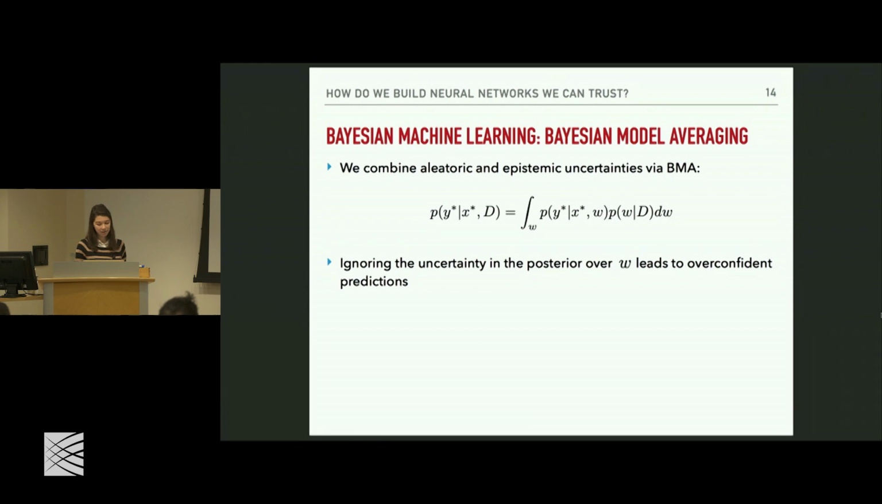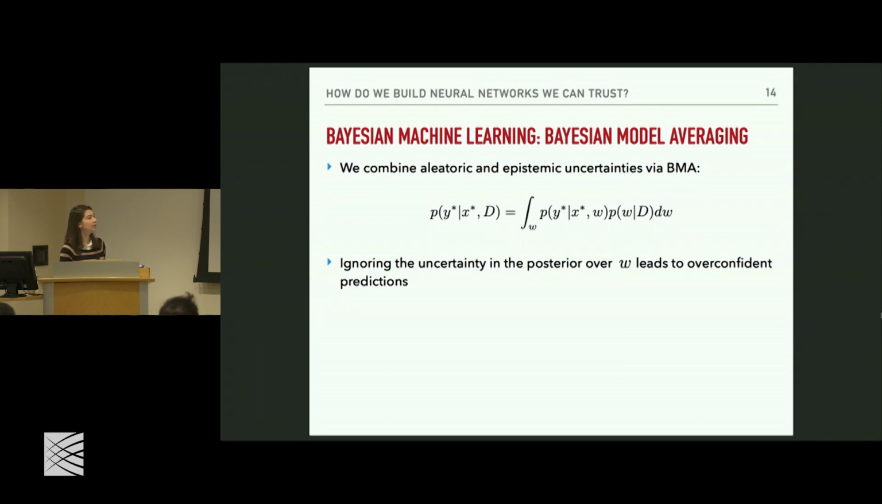Okay, so after we computed our posterior distribution P of W given data, we can use it to make predictions in the procedure called Bayesian model averaging. So when we have a new data point x star, we will compute the posterior predictive distribution, marginalizing over all possible settings of parameters W with respect to how probable they are in terms of the posterior distribution.